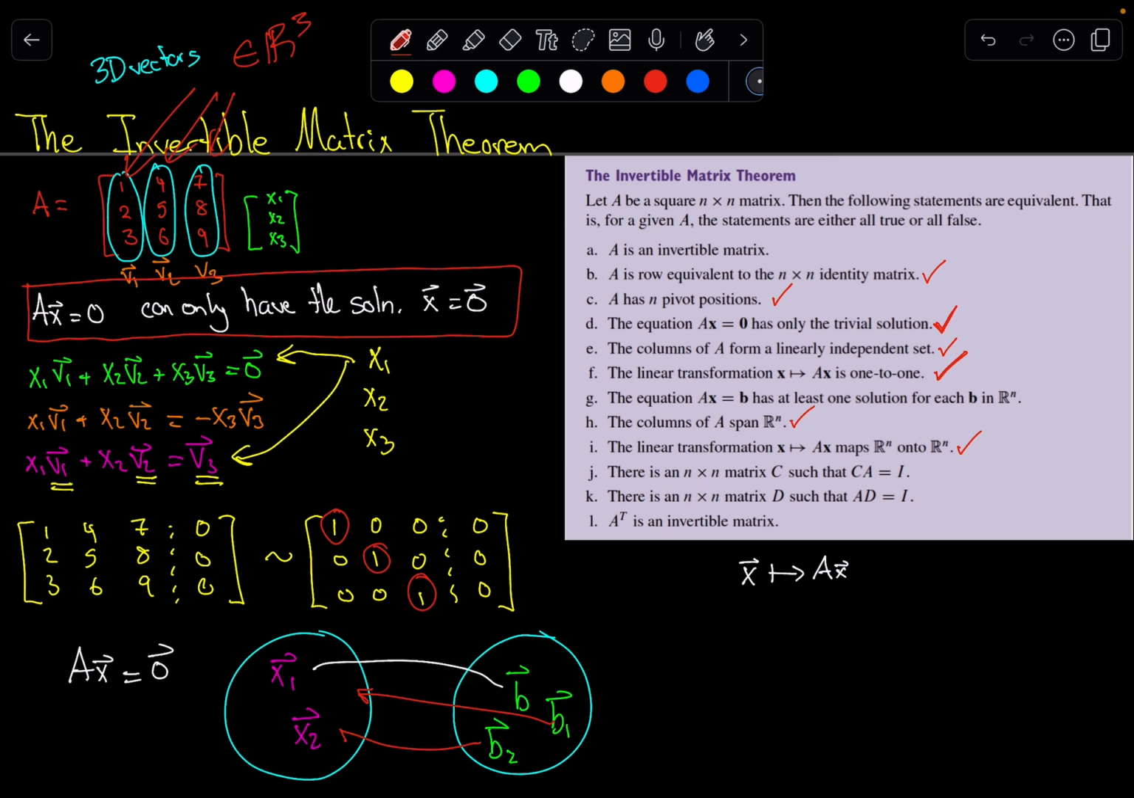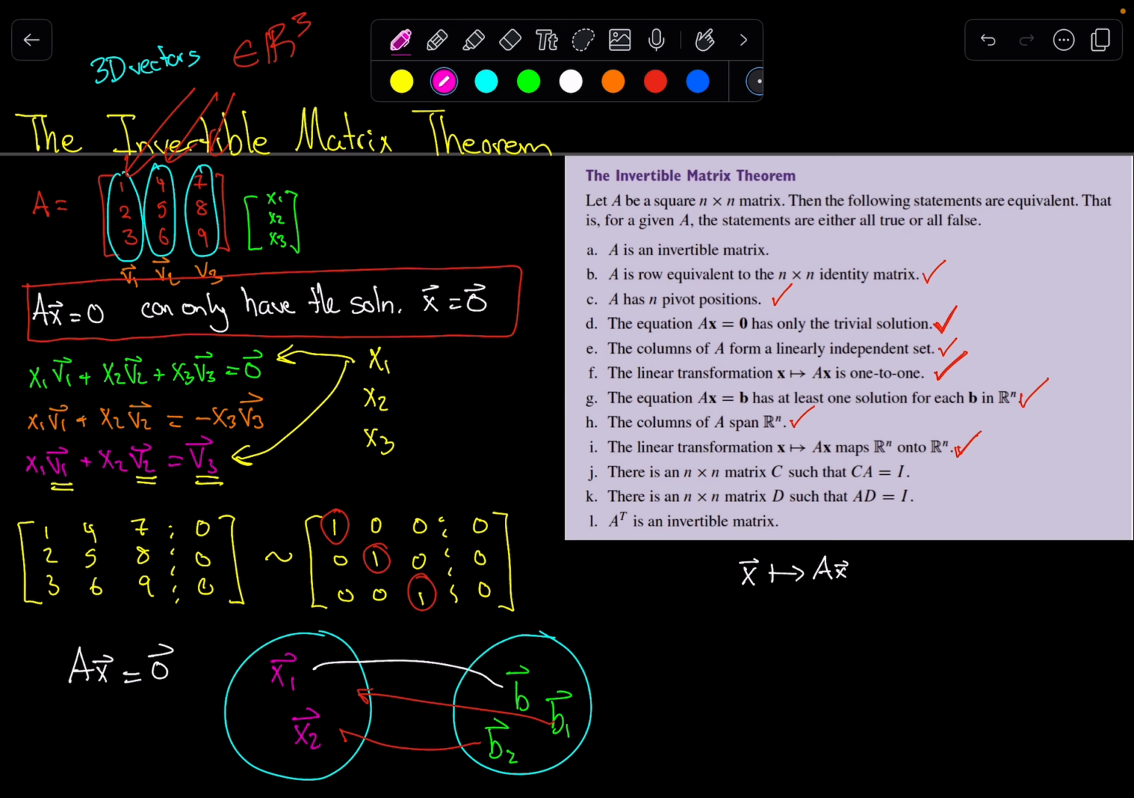That immediately means that, since this is a 3x3 matrix, we're mapping onto R3. And that kind of gives us this one, right? The equation AX equals B is going to have at least one solution. There's going to be some sort of solution that we get for free once we've verified that this is onto. So the only one we haven't really talked about yet is invertibility.